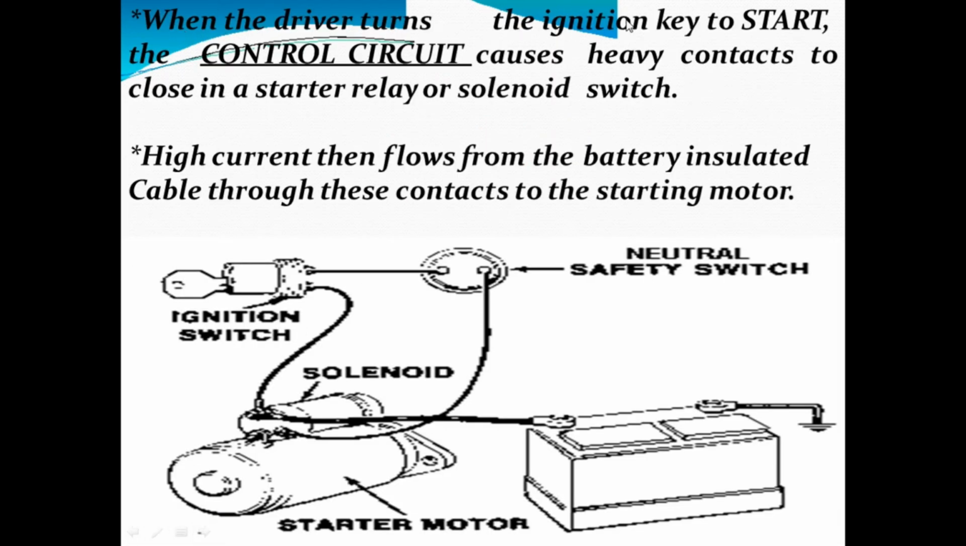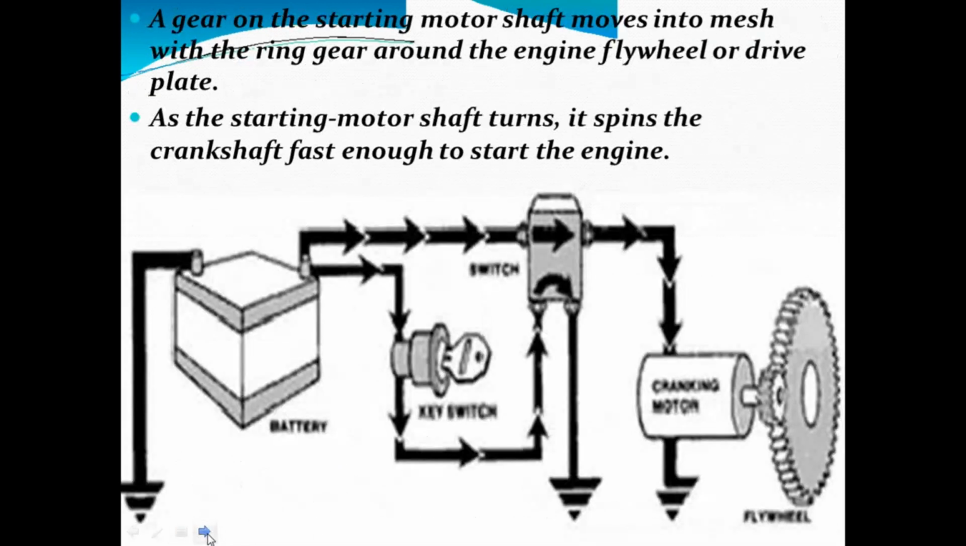When the driver turns the ignition key to start, the control circuit closes the heavy contacts in the starter relay or solenoid switch. High current flows from the battery through the insulated cable and the contacts to the starter motor. See, when the ignition switch is ignited, one key is with the neutral safety switch, and another is connected with the starter motor, that is, the starter solenoid. When the solenoid is activated, the starter motor is activated and rotates the flywheel to crank.